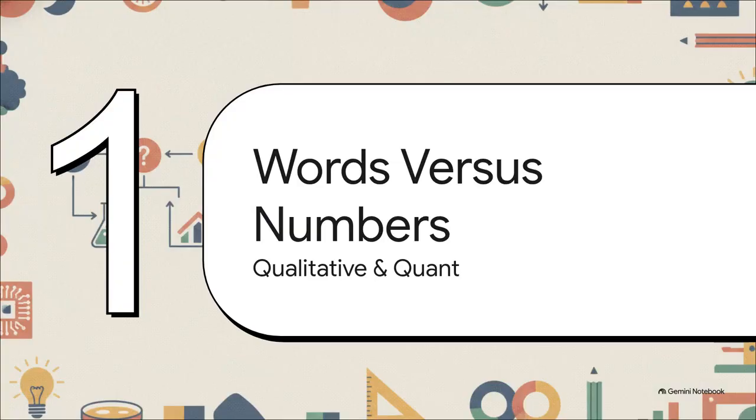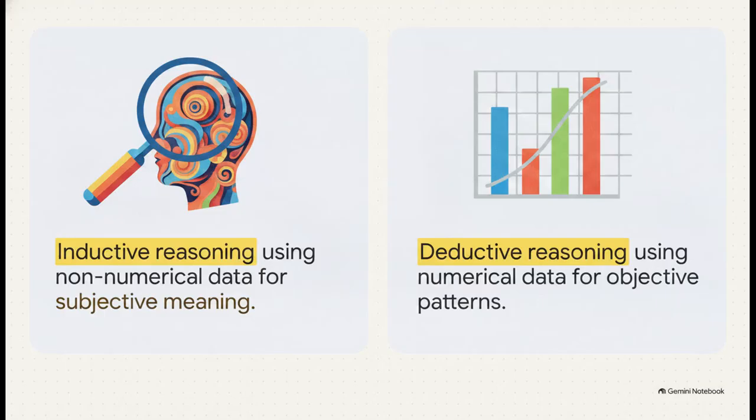Let's dive into Section 3, words versus numbers, the qualitative and quantitative methods. These two titans of research have very, very different philosophies. Qualitative methods seek deep, subjective meaning. They use inductive reasoning, basically generating theories directly from observing people in naturalistic settings. It's all about depth over breadth, relying on non-numerical data from smaller, purposefully chosen samples.